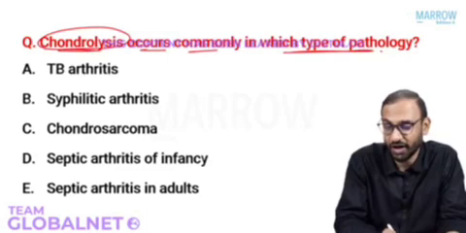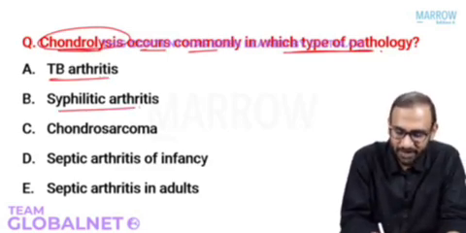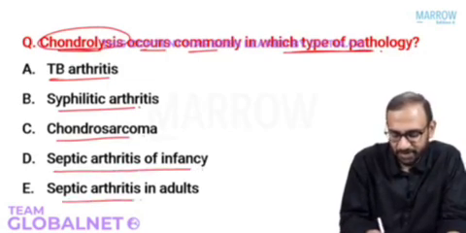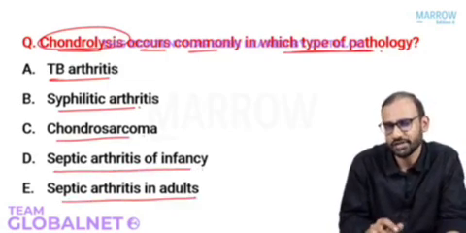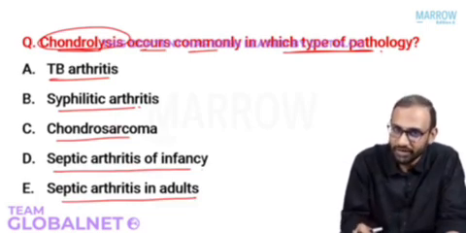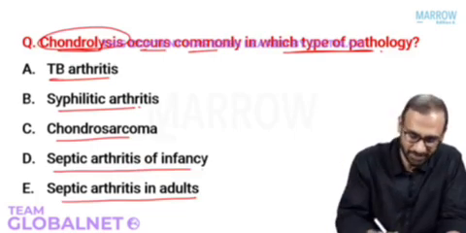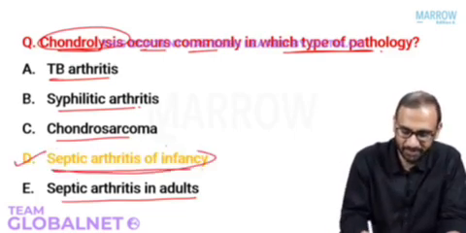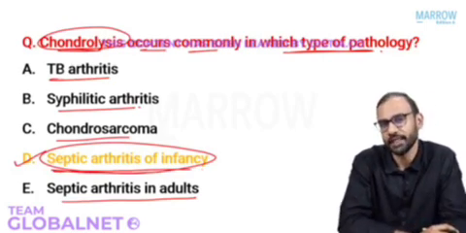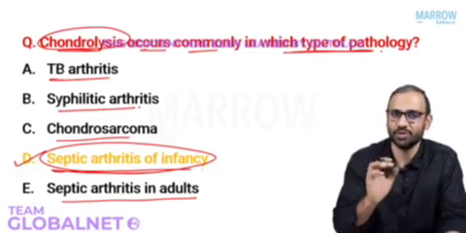Chondrolysis occurs commonly in which type of pathology? Chondrolysis, destruction of the cartilage. Where have we read this? TB arthritis, syphilitic arthritis, chondrosarcoma, septic arthritis of infancy, septic arthritis in adults. Chondrolysis, destruction of the head, which is made up of cartilage, in children less than 1 year, affected because of septic arthritis of the hip. So answer here is D. Okay? That is chondrolysis. And what will be the manifestation of this destruction of the head? Shortening, deformity, hypermobile hip, and positive telescopy will be there.